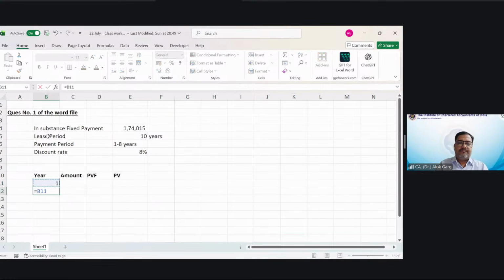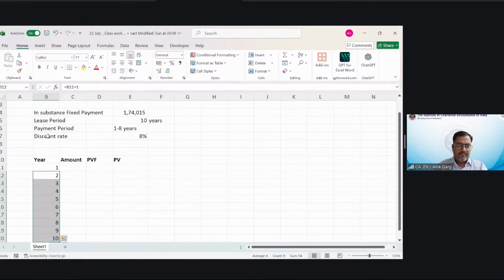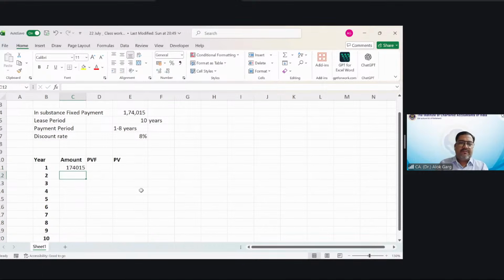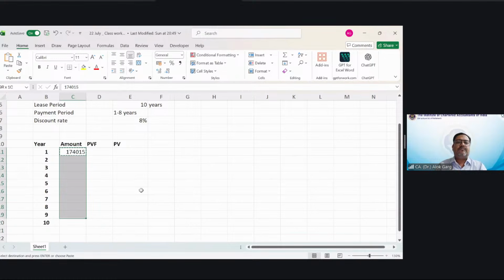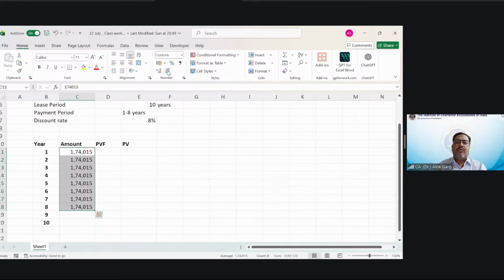10 years. Amount is 1,74,015 rupees. Is the amount 1,74,015 for the entire 10 years or only 8 years? Only for 8 years, right?